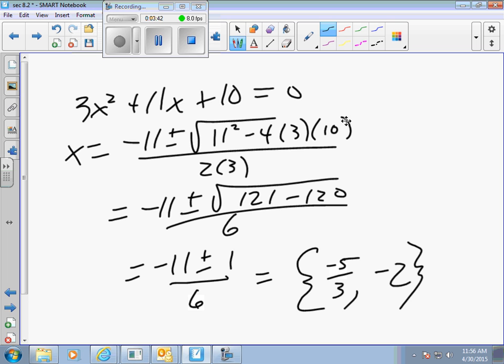That's how the quadratic formula is going to work. Good luck.